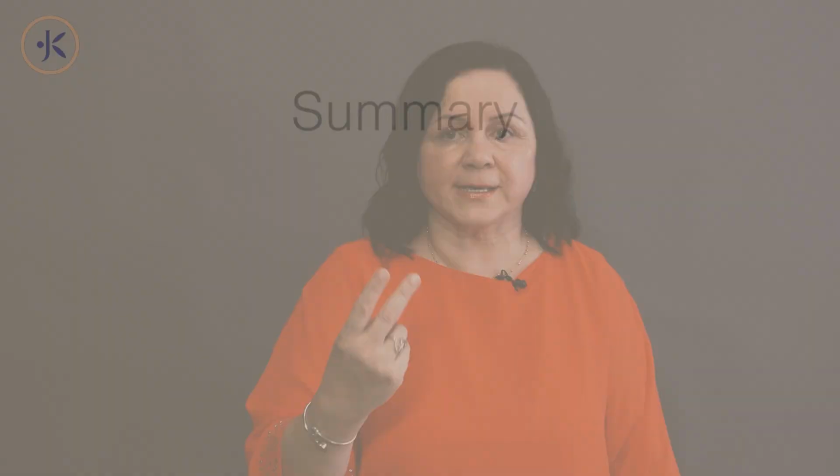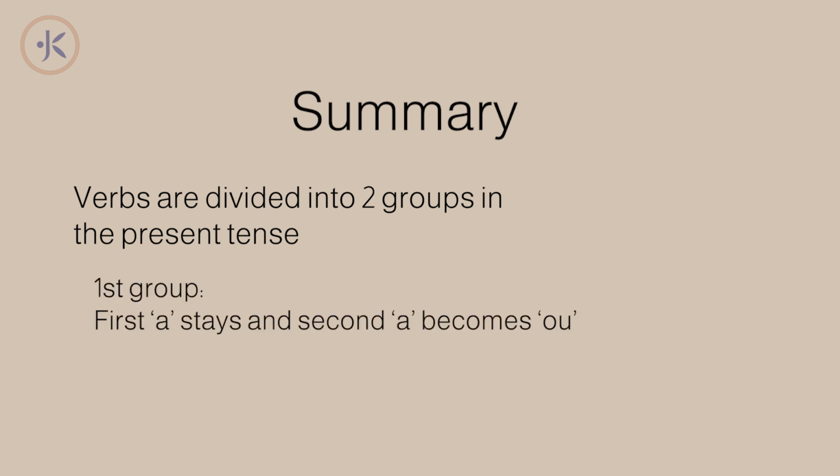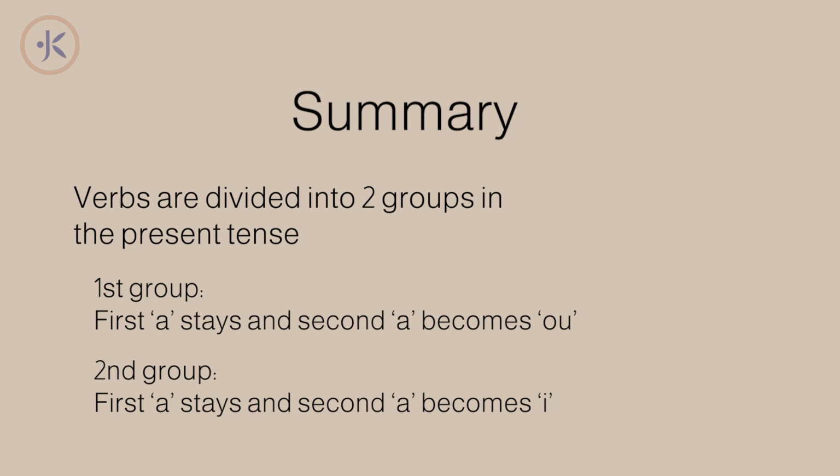To do a summary, remember 2 things. First, the verbs are divided into 2 groups. First group, second group. The first group will follow this way: the first A will stay, the second will become OU. أكل will become كل. Second group: the first A will stay, the second will become I. سافر, سافر. Taking into consideration that all the prefixes and suffixes are invariable. They stay the same.